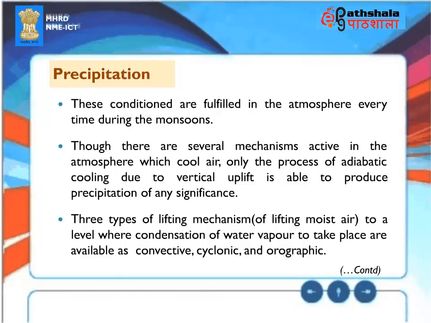Though there are several mechanisms active in the atmosphere which cool air, only the process of adiabatic cooling due to vertical uplift is able to produce precipitation of any significance. Three types of mechanism of lifting moist air to a level where condensation of water vapor takes place are available: convective, cyclonic, and orographic.